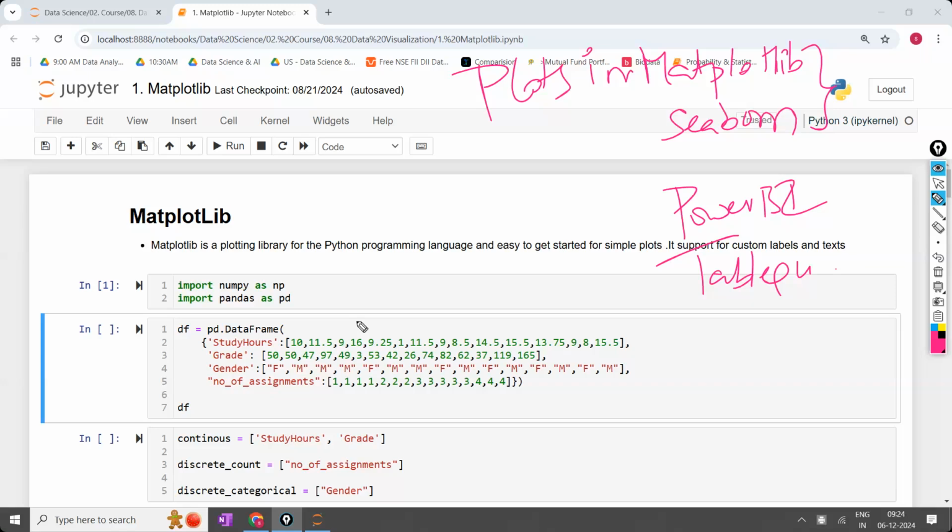Now I'm going to show you the histogram in Python. They are going to show you the histogram in Power BI.